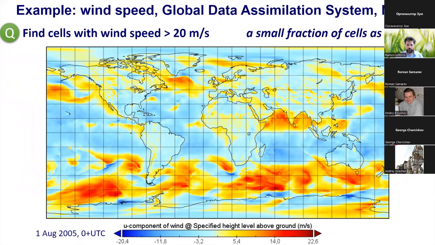Consider the following real-world example. The query is to find cells with wind speed greater than 20 meters per second. It's obvious that the resulting cells constitute only a small fraction of the array compared to the whole array volume. Hence, we should not perform a full array scan when we answer such range queries.